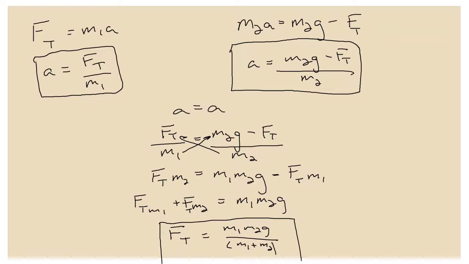There's my equation for the tension with no acceleration in it whatsoever. So what we can see is that the tension is directly proportional to the product of the masses, and it's inversely proportional to the sum of the masses. Now, how does that play itself out when we look at an actual example?